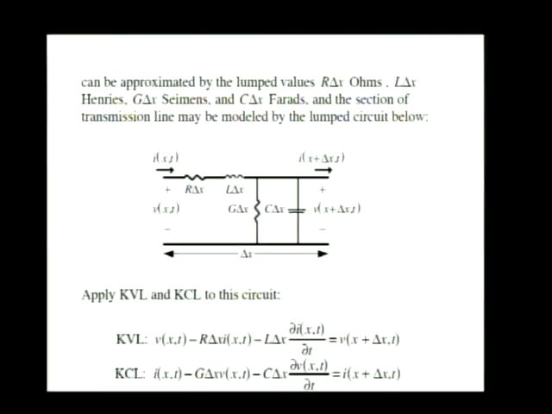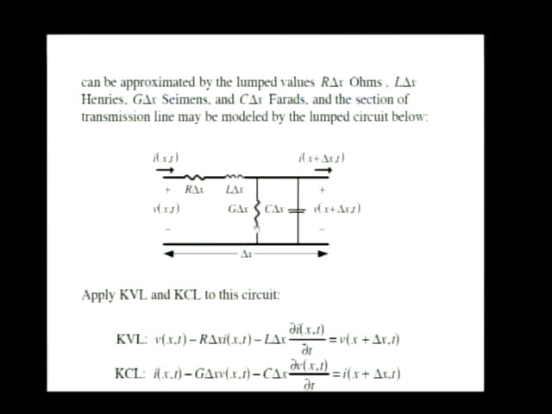Well, remember, R is ohms per meter. I'm using a length delta x meters of line. So the appropriate value for that lumped resistor is R times delta x. R ohms per meter times delta x meters gives me the number of ohms. L, well, what value should I use for an inductor? L delta x. L is in henries per meter, delta x once again in meters.